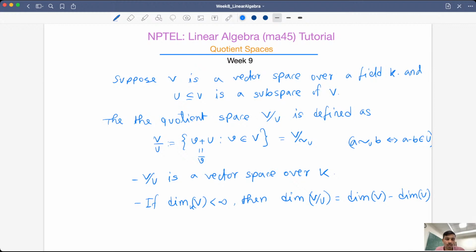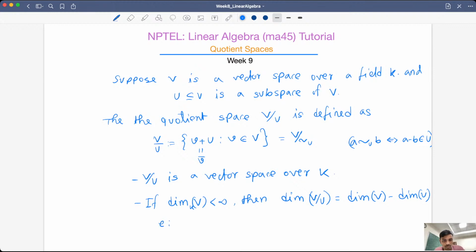That is an onto map, because any element is of the form v plus U, so I can take the preimage as v belonging to V. So that is an onto map, and the kernel of that map exactly equals U. So by the rank nullity theorem, it follows from this.